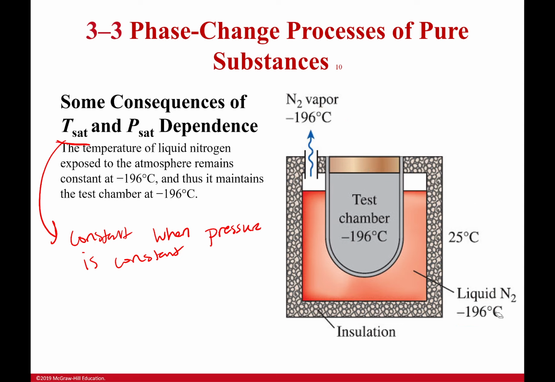So if you have a cup of water, you fill it with some water, you put some ice cubes in it, the temperature of that water is going to be constantly equal to 32 degrees Fahrenheit or 0 degrees Celsius until all of the ice cubes are gone. As soon as those ice cubes are gone, it will begin to heat up. But until the ice cubes are gone, it will be the same temperature.